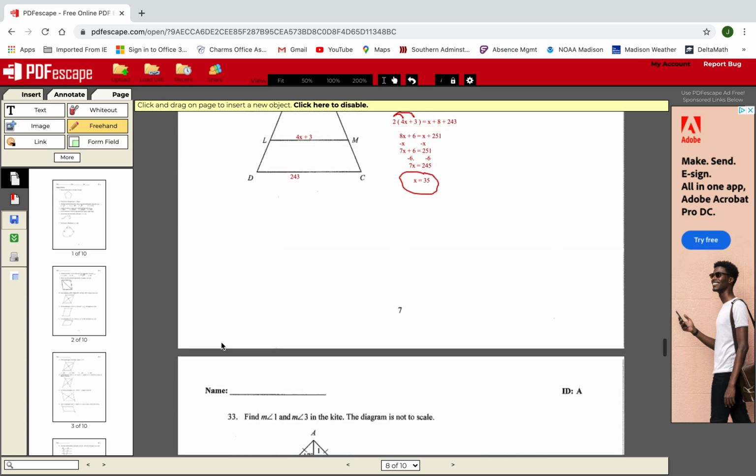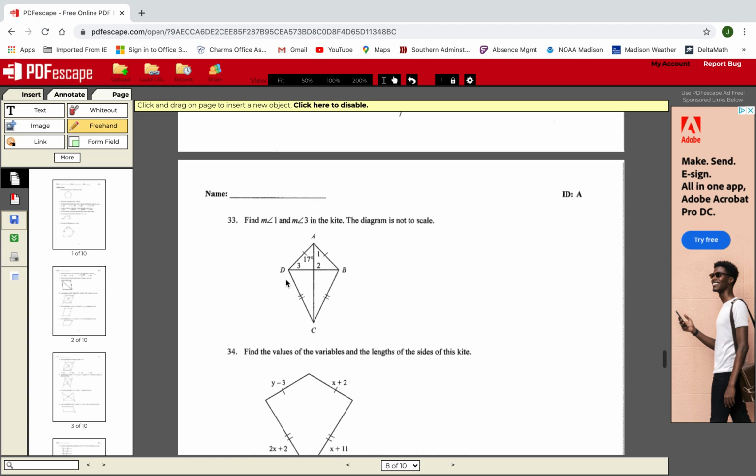Okay. Last page. On 33, it says find the measure of angle 1 and angle 3 in the kite. Interesting. What's angle 2? That's 90 degrees. We know that the diagonals are perpendicular. We also know that the long diagonal bisects the angles that it hits. So what's angle 1? That's 17. Good.